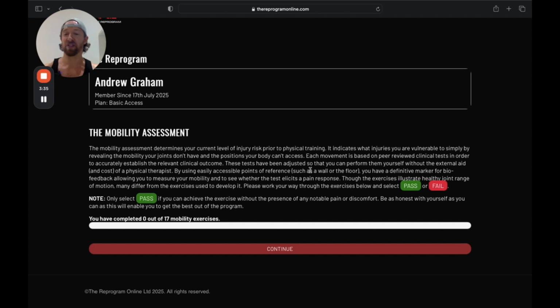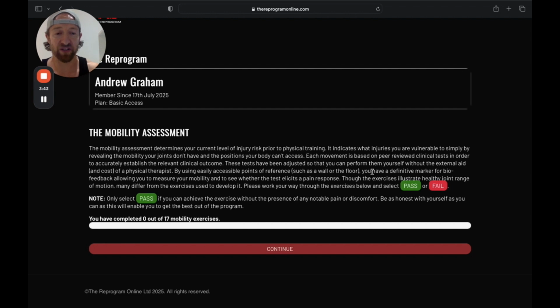These tests have been adjusted so that you can perform them without the external aid and costs of a physical therapist by using easily accessible points of reference such as a wall or the floor. You have a definitive marker for biofeedback, allowing you to measure your mobility and to see whether the test elicits a pain response, right? That is the purpose of a mobility screen. Right, so let's go straight into it. There's 17 exercises, and I'm going to pass a few, fail some others, and it will give us a printout diagnostic at the end and tell me what my issues are.